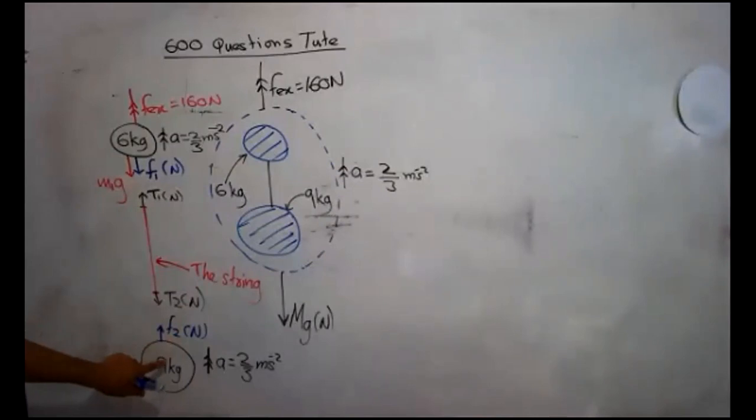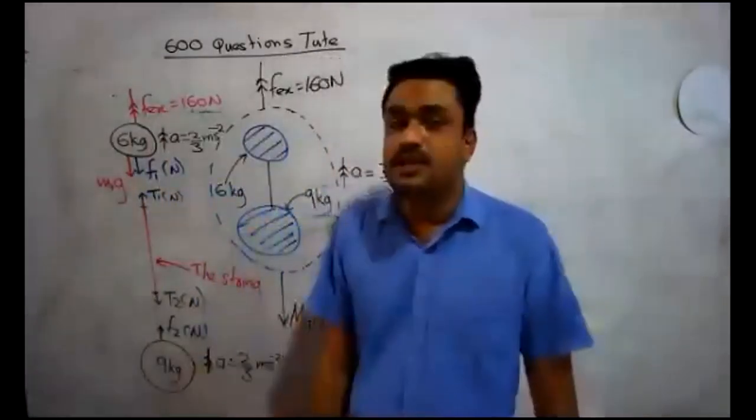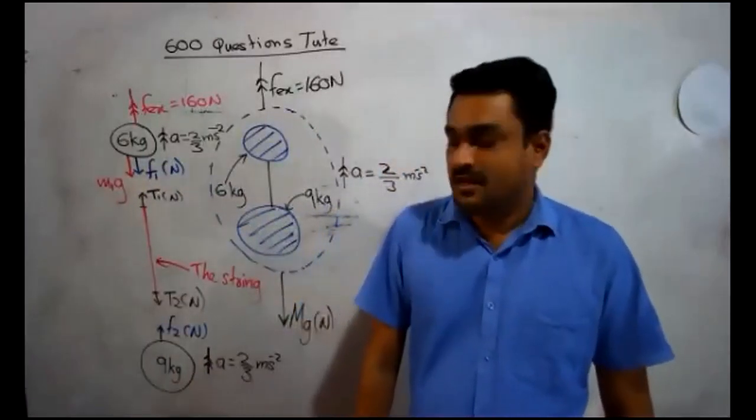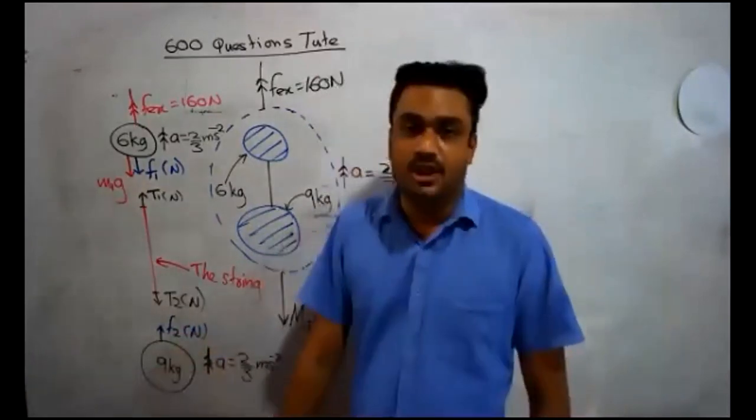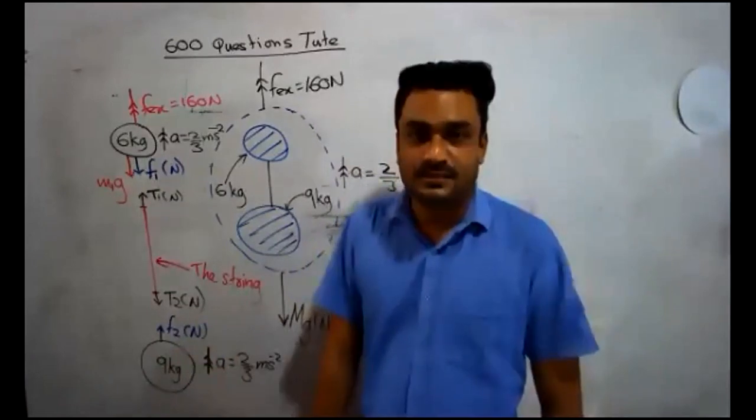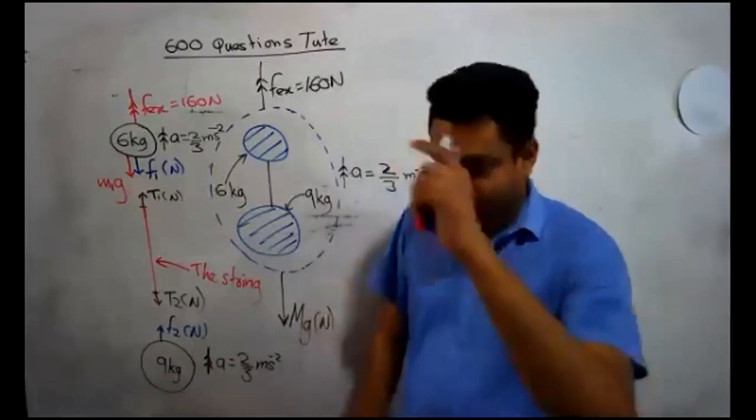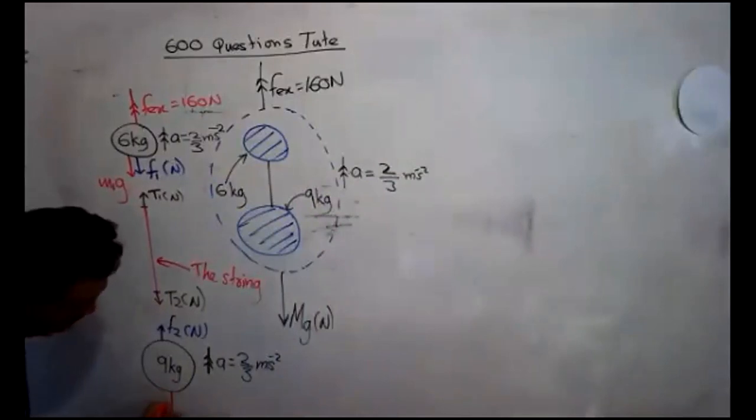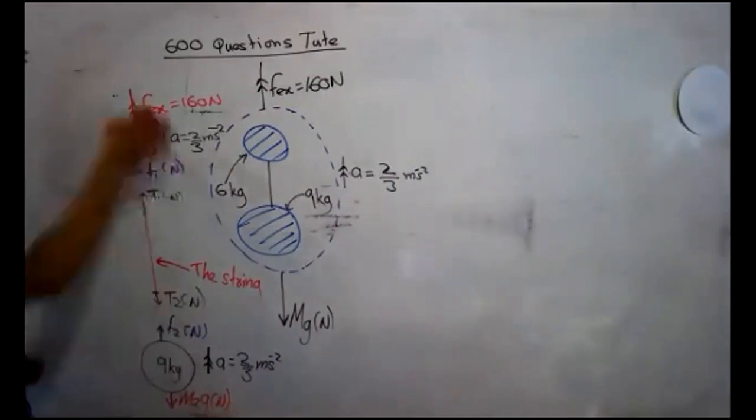Similarly, in addition to this F2 force, another force is acting on this 9 kg object. What is that force, dear? In addition to F2, there must be another force acting on the 9 kg object. What is that force? The gravitational attraction force acting on the 9 kg object is M2g Newton.